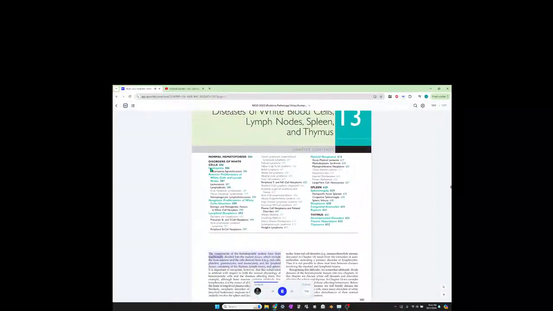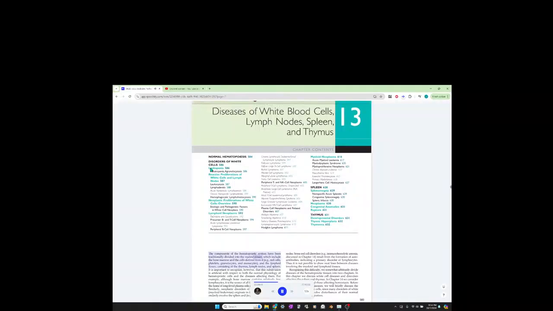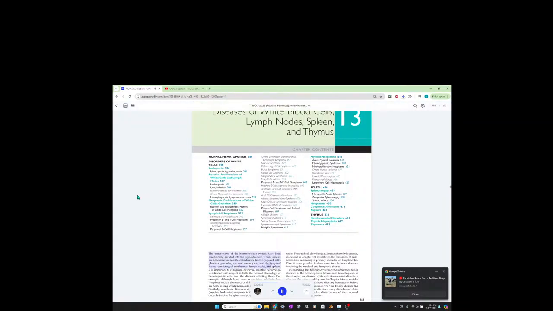Thymoma. The components of the hematopoietic system have been traditionally divided into the myeloid tissues, which include the bone marrow and the cells derived from it, and the lymphoid tissues, consisting of the thymus, lymph nodes, and spleen.